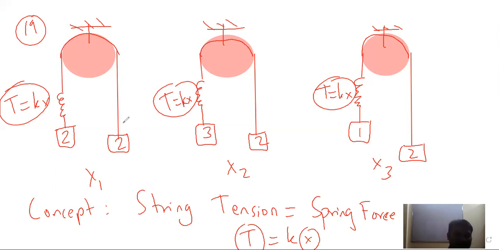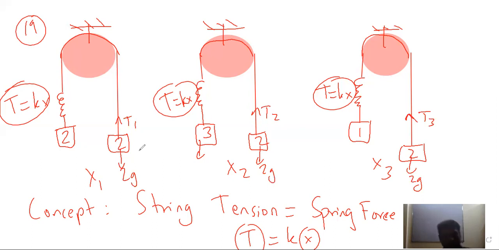So let us find the tension in each case. So T1, T2, T3 in three situations. So this is 2G. Here we have 2G. Here we have 2G. Let us also consider the accelerations. Let us say these have accelerations A1, A2, and A3. So in this case, this is 3G force, this is 1G force, this is 2G force. And this is tension T1 again.